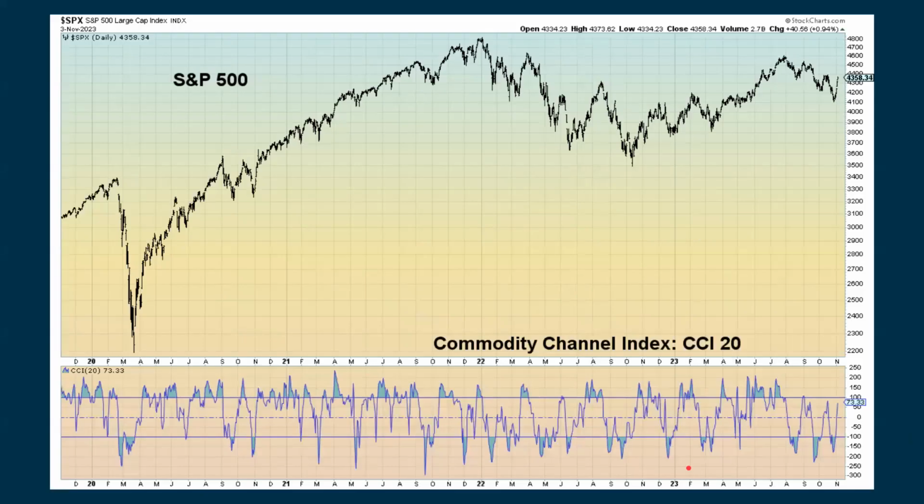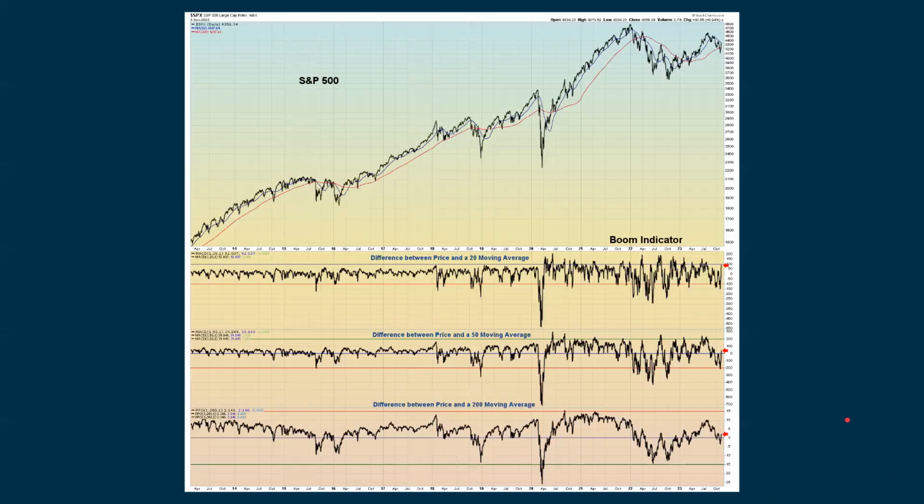Then another oscillator that we look at, the CCI based on 14 periods. I've been showing that one. That's a lot faster. This is a CCI based on 20 periods, a little bit slower. It is showing a lot of improvement, but not giving us an extreme reading. And then the boom indicator.